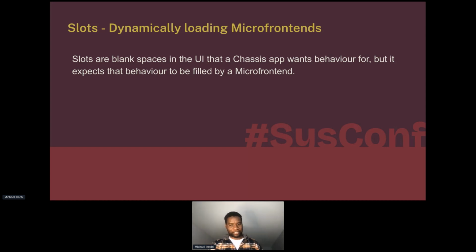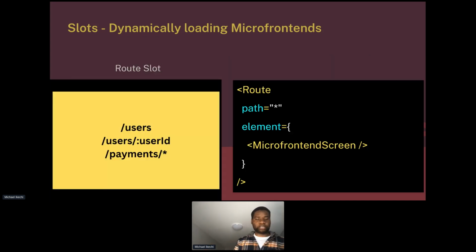So what is the nature of these slots? I've talked about how slots are blank spaces. So let's see, what are examples of them? One of them is the route slots, right? Because you have routes that need to be filled by content. For instance, /users, who's going to manage /users? There is a users micro-frontend, for example, right? Or /users/user ID, where user ID is a placeholder. You have a profile micro-frontend that says, hey, I can manage that, right? Or you have /payments/*. That's everything under /payments. Who's going to handle that? The payments micro-frontend handles that. So that's the way route slots work.